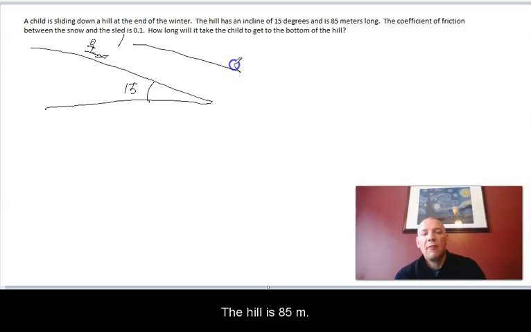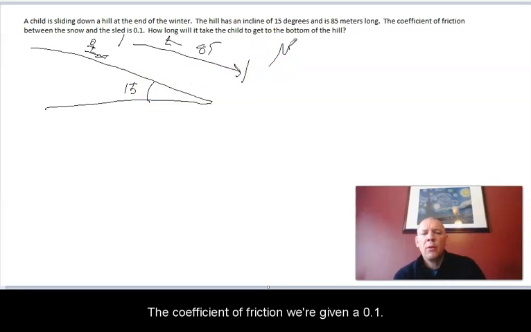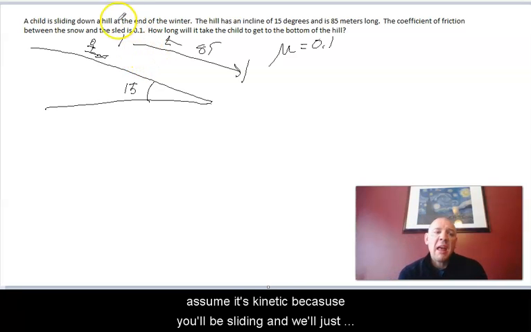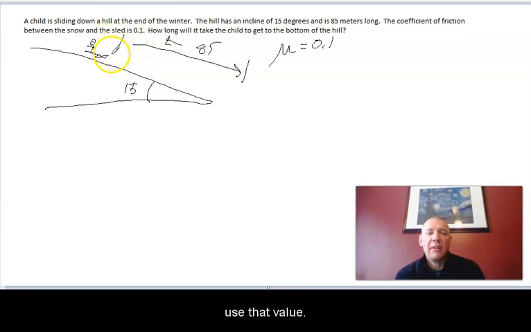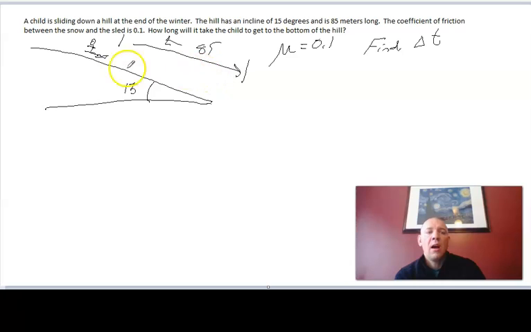The hill is 85 meters. And there is friction between the sled. So the coefficient of friction we're given is 0.1. It doesn't say static or kinetic, so we'll just have to assume it's kinetic because you'll be sliding, and we'll just use that value. And we want to find how long it takes for him to get down to the bottom.